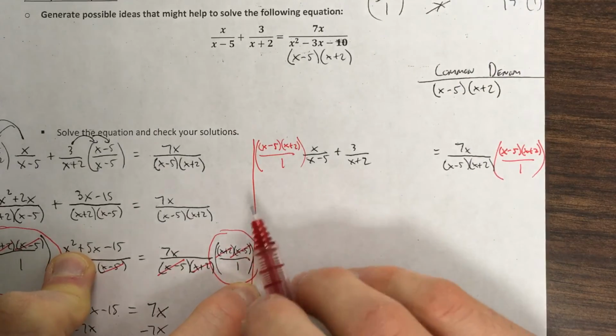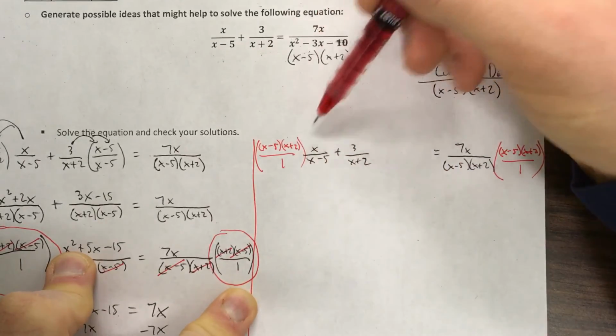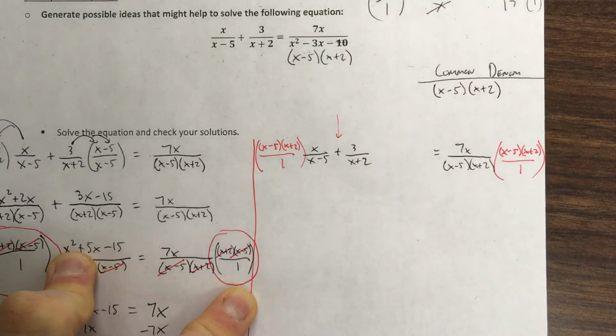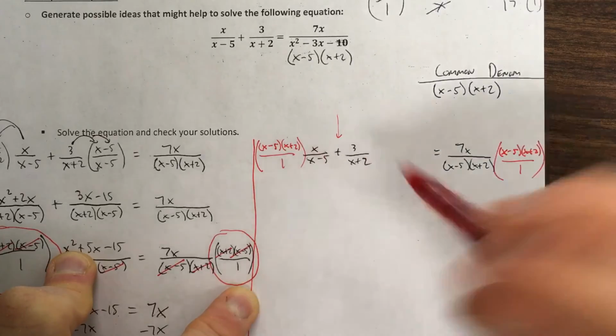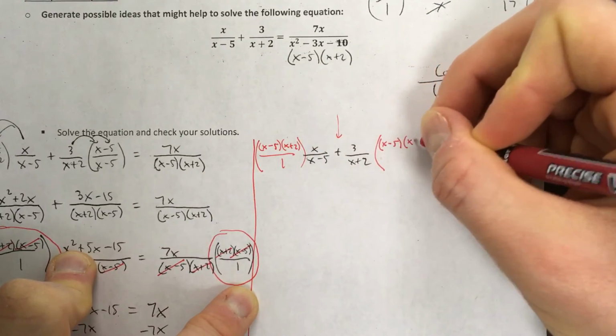Now on the left-hand side, though, I'm multiplying everything on the left-hand side. So here, I would really have to use the distributive property on both terms, because I have two terms split by this addition. So what happens is we have to multiply every term by this common denominator. So I have to multiply this by x minus 5, x plus 2 as well.